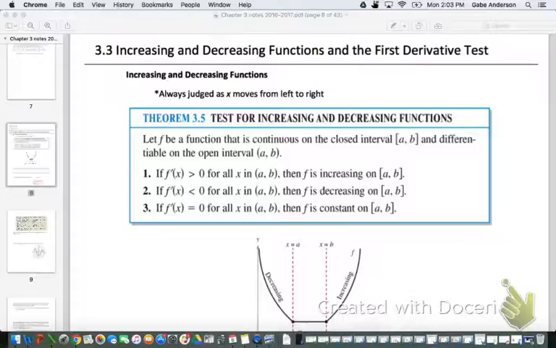Please remember that as we talk about increasing and decreasing, we're always going to be judging this as we move from left to right. As x moves from left to right, is the function that we're concerned with increasing or decreasing? We want to always go in that direction. So let's move on down to the bottom of the page and look at what this means now.